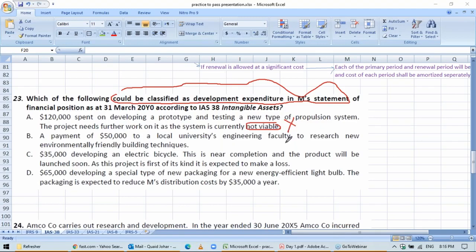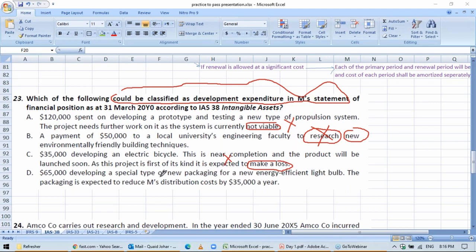Then the second one covers what phase? Research. You cannot capitalize the expenditure in the research phase. And the third case, future benefits are not expected. They are expecting a loss. Means they won't be able to recover the cost. So they cannot recognize an asset when benefits are not probable in future. So in this case, also they cannot capitalize. So which one is left?